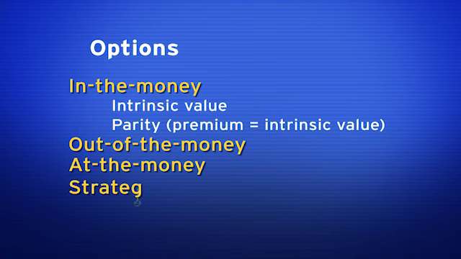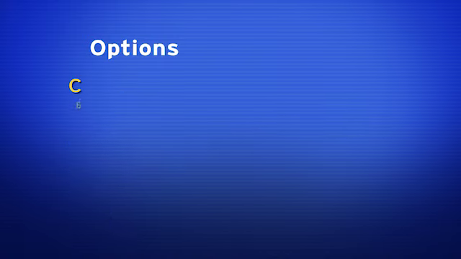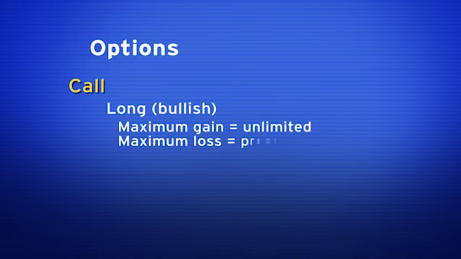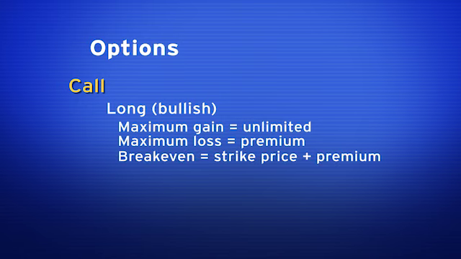What are my strategies when it comes to options? Some option positions are bullish. Some option positions are bearish. What can I do with a call option? I can buy that option. I can go long that option. And if I do, I'm bullish. Now, the maximum gain, if I buy the option, is unlimited. The maximum loss is my premium. And the break point is strike price plus the premium. Remember, call up, we add.